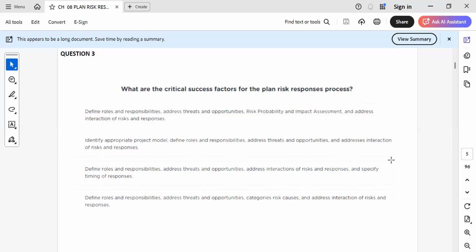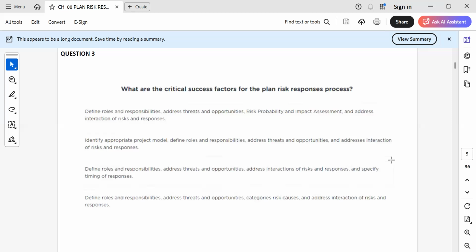So risk probability and impact assessment, the first option, I think it is done in the analysis process, right, sir? Right, correct. So for this reason, I'm eliminating this option. Good. Identifying the appropriate project model and defining the roles and responsibilities. So the project modeling, as we have just discussed, it is also done in the analysis process, right? The modeling. Yes.